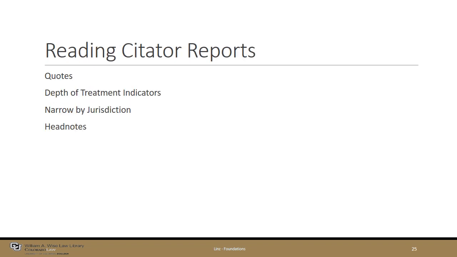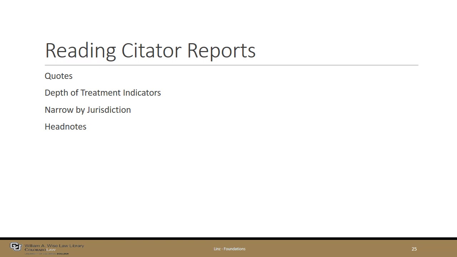So that's the language. When you look at a citator report, there are some items on the report that I want to draw your attention to that'll make it easier to figure out what's going on. Sometimes in the citator report, you'll see that the later case has cited our case and put quotes around it. That means it's quoted the cited case or the original case. They also have depth of treatment indicators. These are generally little filled in boxes. We'll look at those in a minute, that tell you to what extent the later case discussed our earlier case.